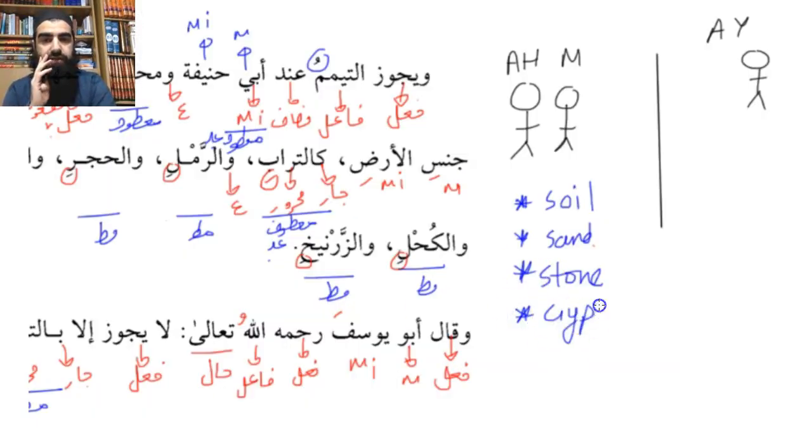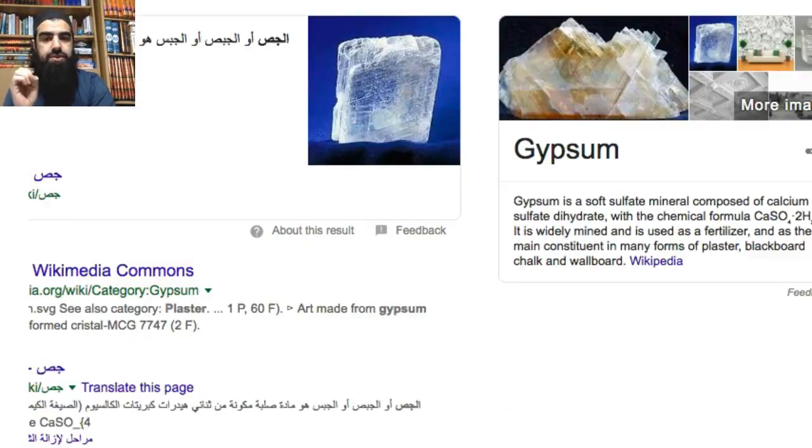Okay, 4th is gypsum. So what is gypsum? This is gypsum, okay? So gypsum is a soft sulfate mineral composed of calcium sulfate dihydrate, if that's how you say it, with the chemical formula blah blah blah. Okay, now we don't need to know all that stuff. We just need to know that in them days gypsum was known. So it's basically this kind of a substance that they have, and you make these different things from it, chalk, you know, like the art deco that they make on the ceilings.